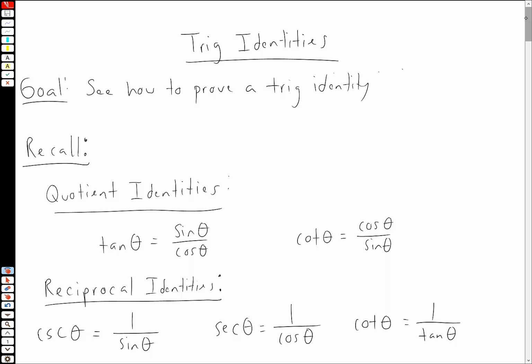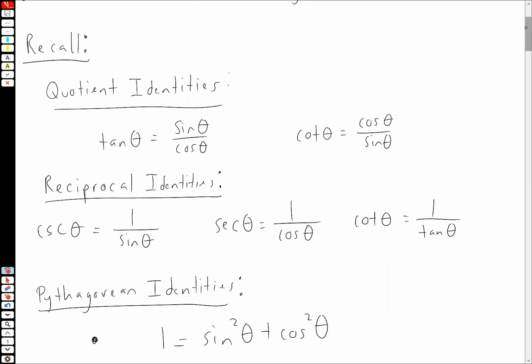Now, before we actually see how to do a trig identity, I want you to recall some identities that we have seen before. First, we have the quotient identities. Okay, so remember, tangent is sine over cosine, cotangent is cosine over sine. These identities we're about to come up with, these are things you can assume to be true, unless we're trying to prove one of them.